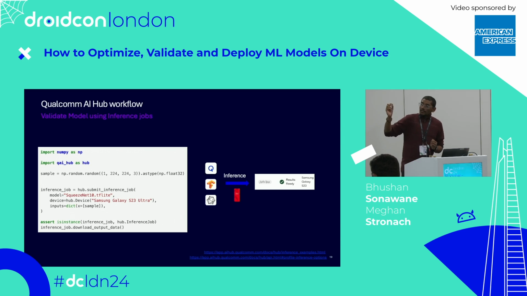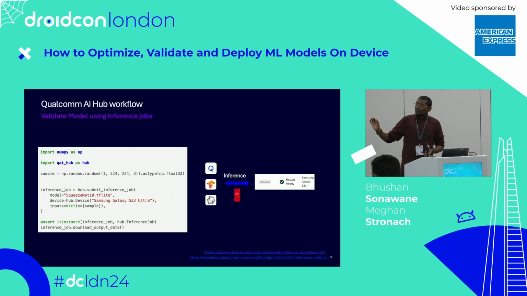It can be a local model, for example, SqueezeNet 10 TFLite, or it can also be a target model that you just submitted in the previous slide. And then you pick up a device. For example, here we have consciously chosen a different example where let's say you use the same model, but on a S23 Ultra, and you provide a data sample that you want to run it with.